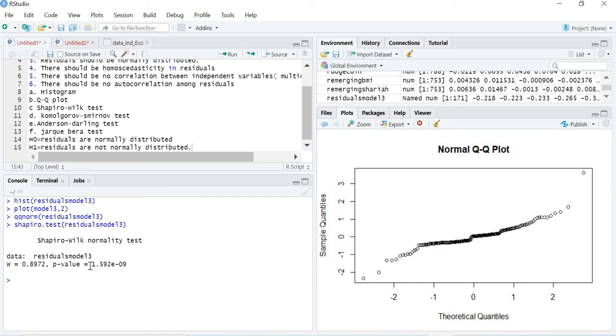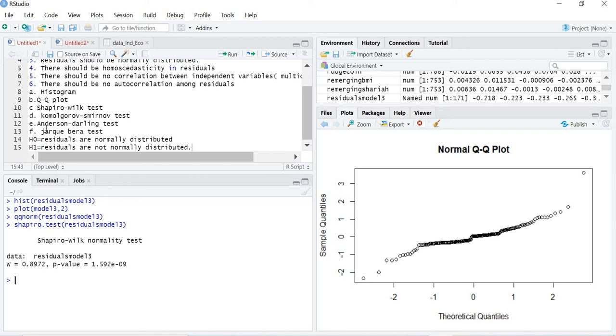That means at the 5% level of significance, we cannot accept our null hypothesis. So the output shows me that your residuals are not normally distributed. So my first method histogram, second method QQ plot, third method Shapiro test, all three are saying that your residuals are not normally distributed. Your third assumption is violated.